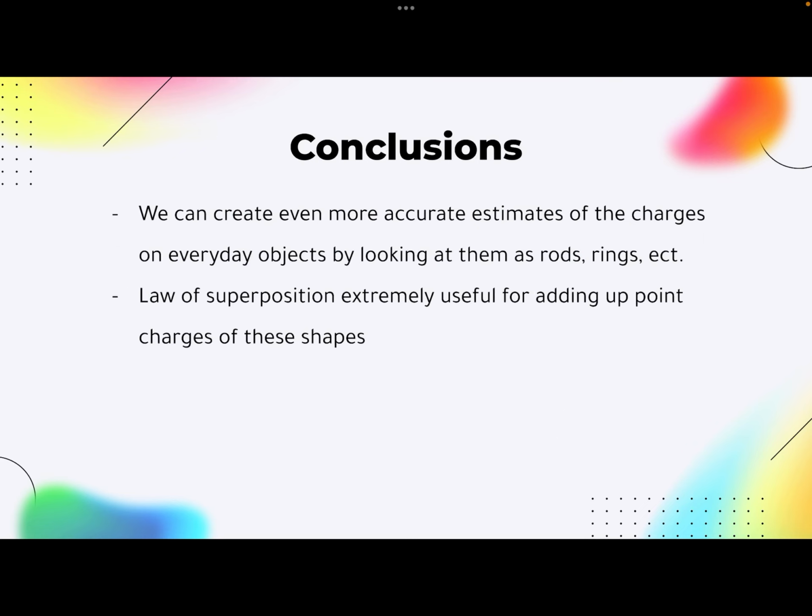And some parting remarks are that we can create even more accurate estimates of the charges on everyday objects by looking at them as uniformly charged rods, rings, spheres, whatever you want. This is why the law of superposition is so useful, because we can look at these shapes as a collection of many point charges and then take their summation to find their total charge.